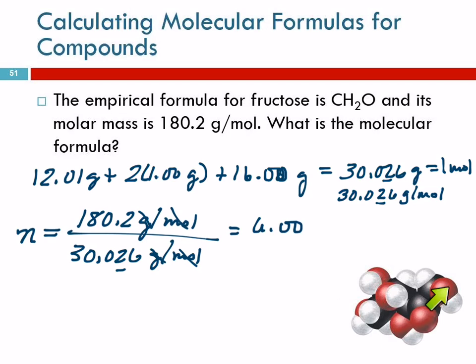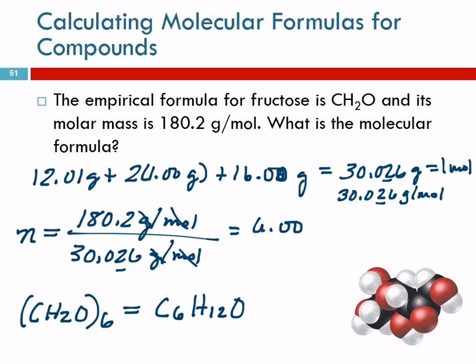This is an illustration of the molecule. So the molecular formula, you can think of it this way. There's the empirical formula. We're going to multiply it by 6. So C6H12O6 is the molecular formula for fructose. Any questions?